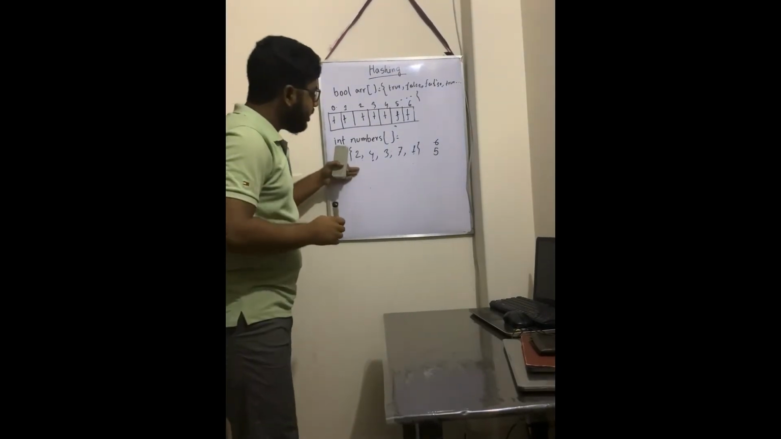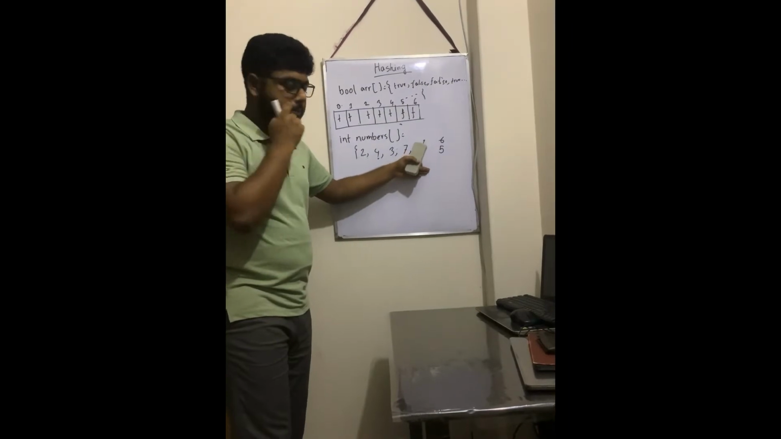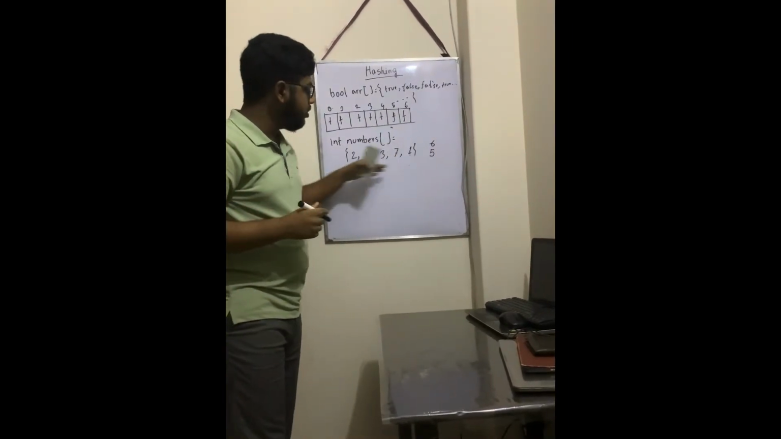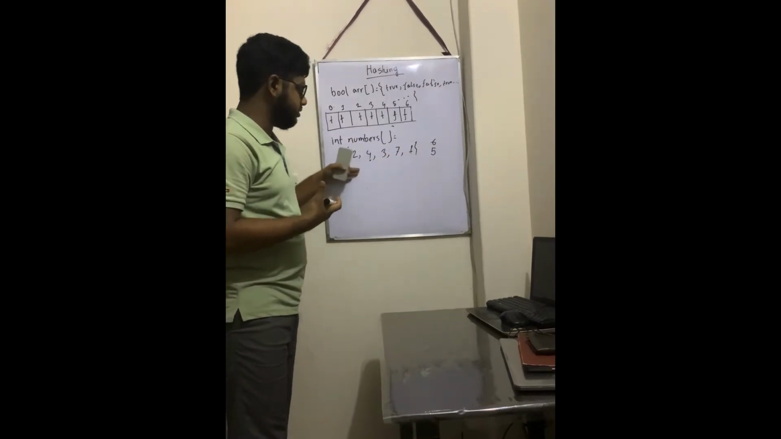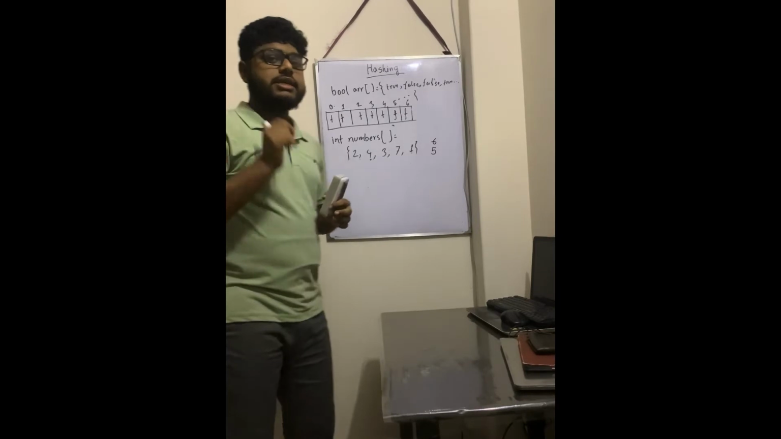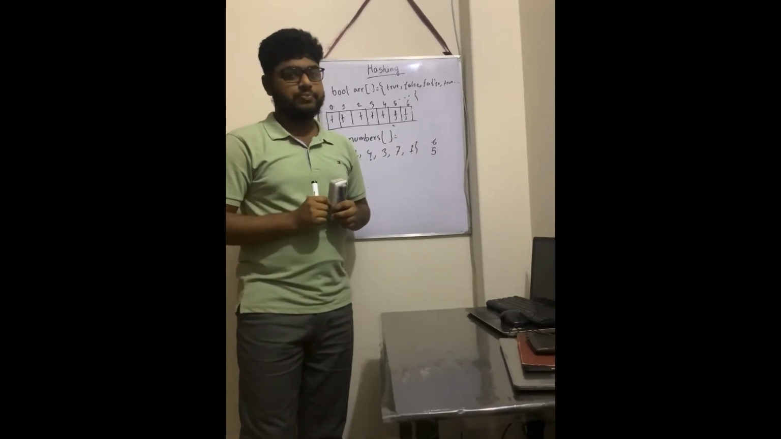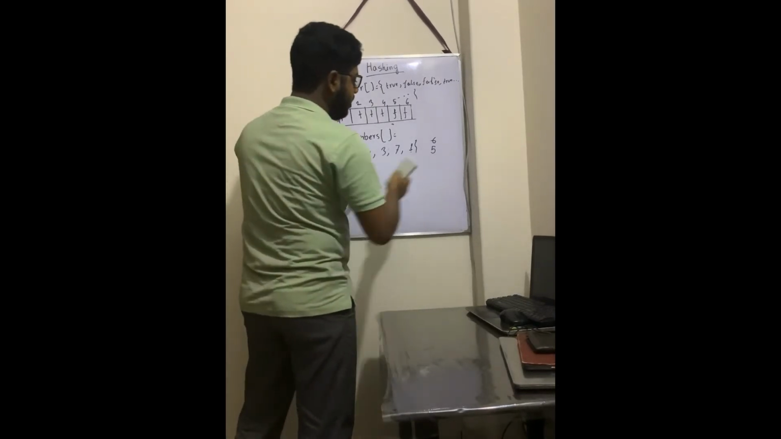Again, if we need to search for 5, we again need to do a whole loop for the searching of 5 in this array, right? But there is an easy way to find it. So what is the easy way?